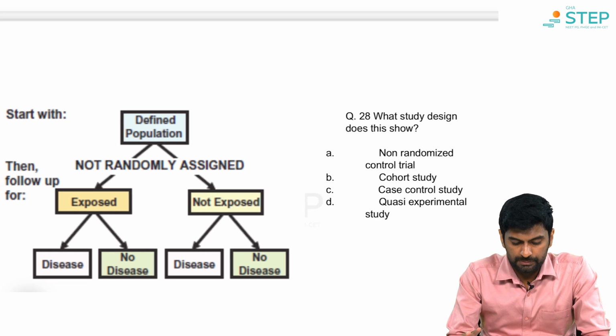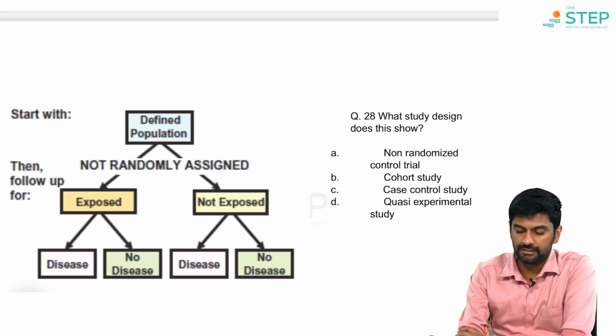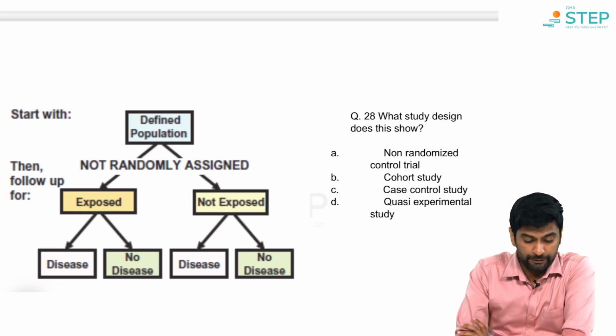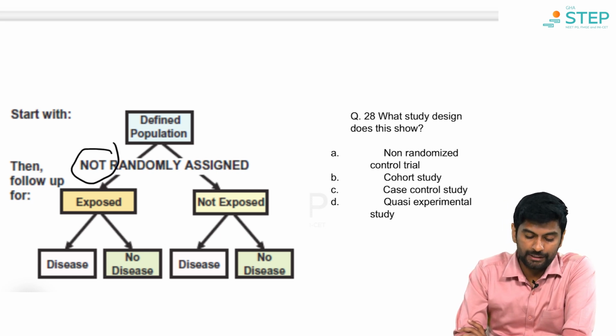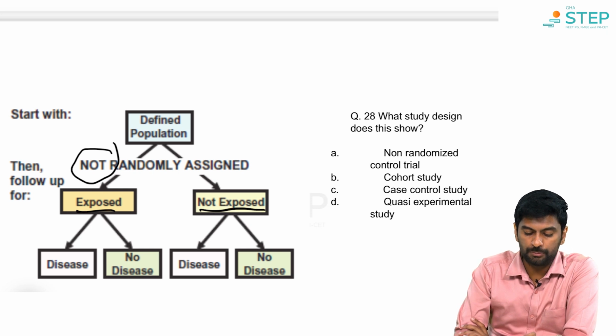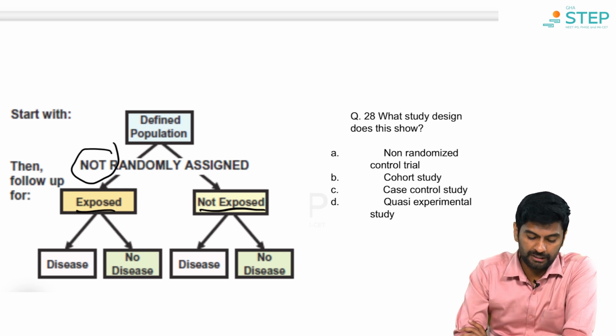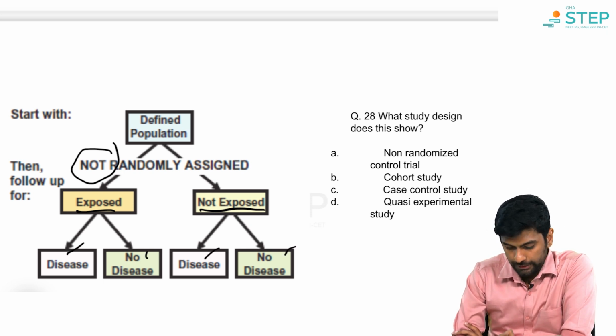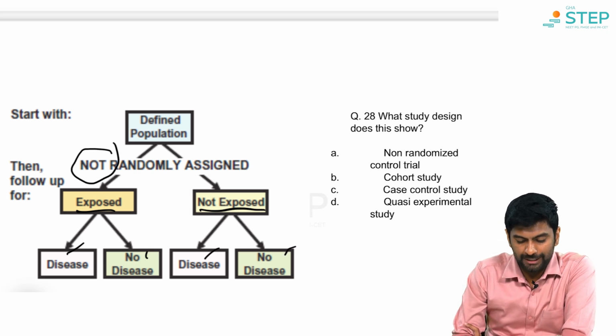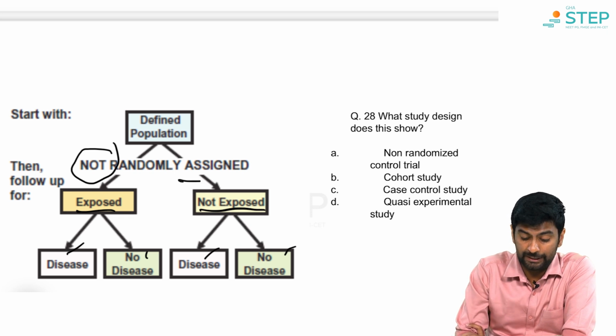Now, this specific question is, what study design does this show? So, we have a defined population, and obviously we can read that it is not randomly assigned, and then we check them into exposed and non-exposed. Among those exposed, we check if they have the disease or they don't have the disease, and among not exposed, we see if they have the disease or no disease. Correct? Now, what we check is that they are being assigned.